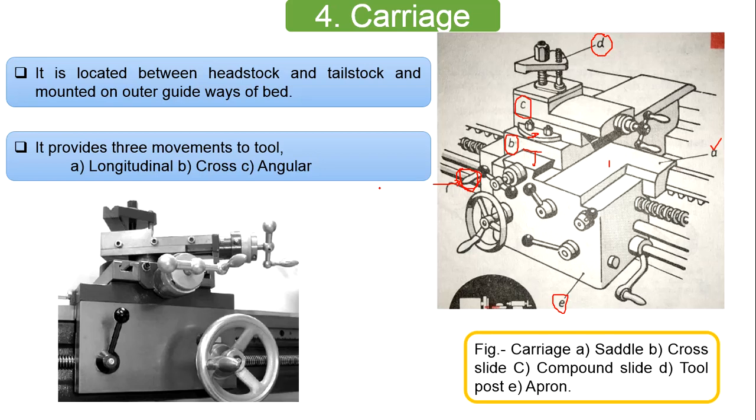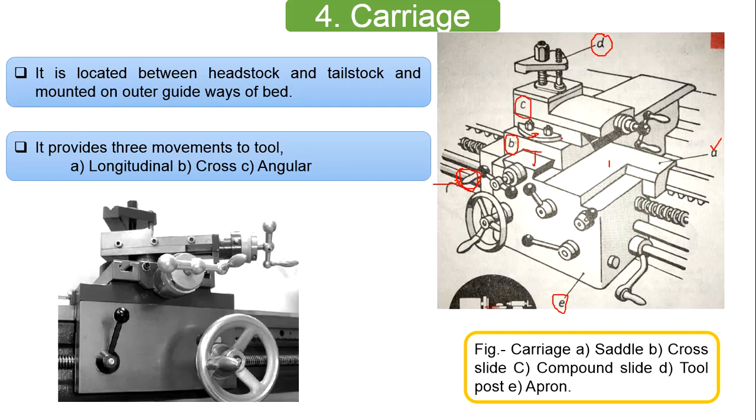So we have 3 types of motion that are possible with the help of this carriage. One is longitudinal motion. This is nothing but the motion which is parallel to the axis of the lathe machine. Second is your cross motion, that is the perpendicular motion. Perpendicular motion can be obtained with the help of this cross slide. And then angular motion. Angular motion is obtained with the help of this compound slide or compound rest.